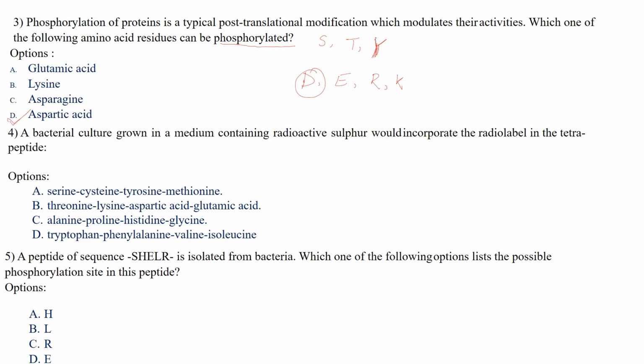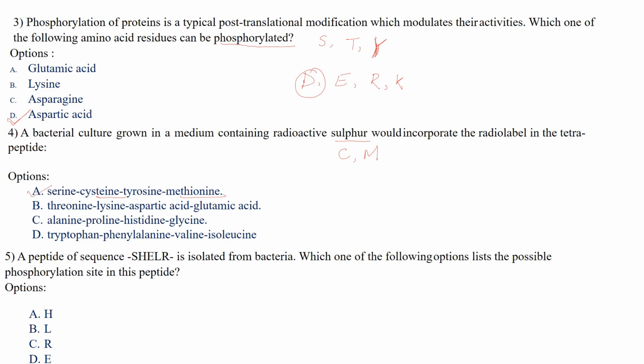Our next question is, a bacterial culture grown in a medium containing radioactive sulfur would incorporate the radiolabel in the tetrapeptide. So there are two amino acids, that is cysteine and methionine, which contain sulfur in them. Therefore from the tetrapeptides you can see that option A contains the cysteine and methionine. Therefore option A is the correct answer.